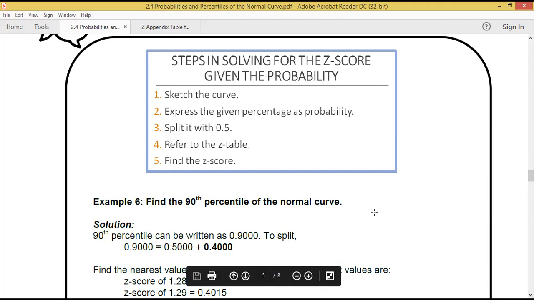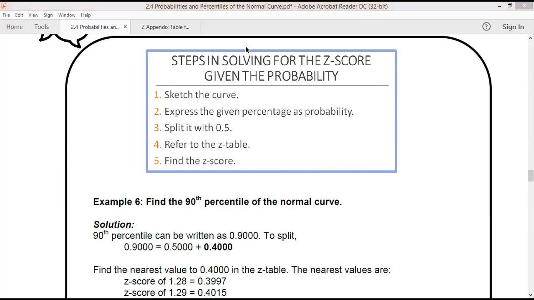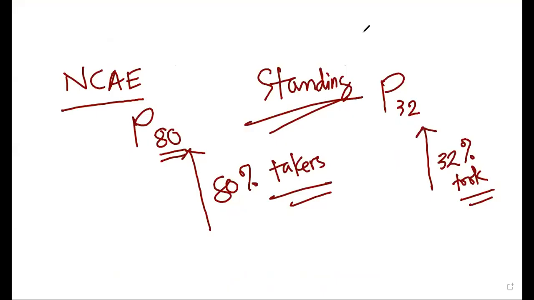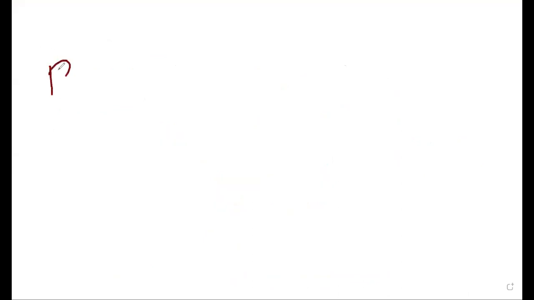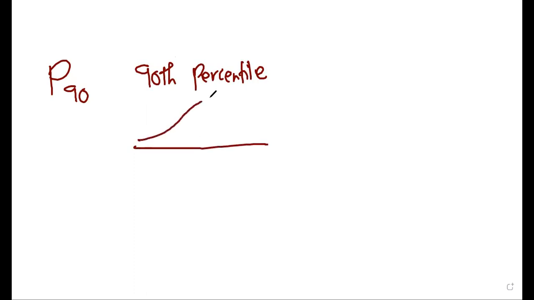Let's have example number 6. Find the 90th percentile of the normal curve. Let me use the whiteboard. Now, again, we are looking for percentile 90, or the 90th percentile. Step 1, we need to sketch the curve. Remember that in a normal curve, 0 is our mean, so it is the 50th percentile, or P50. With P90, that is in the positive side, a positive value.